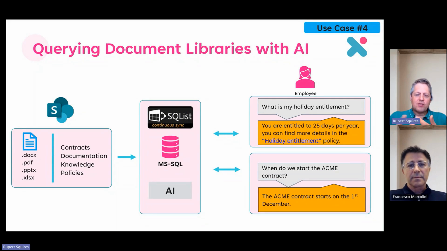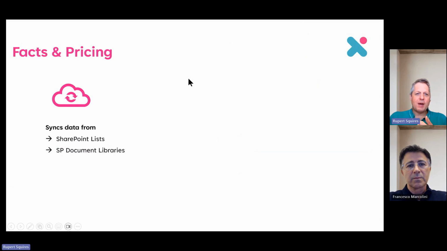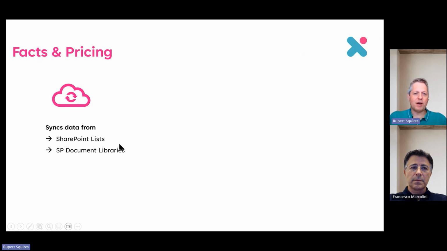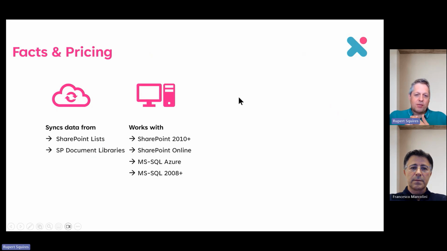Okay, so I've just taken back over the screen. We've been through the 4 use cases. What I want to do now is wrap up with the facts and the pricing questions. As we touched on, we can take data from SharePoint lists, we can take data from document libraries, and not just the metadata, but the documents themselves as blob files, and then you can extract those from SQL and turn those back into the files themselves. As Francesco mentioned earlier, it works with SharePoint 2010 or newer, works with SharePoint Online, works with Microsoft SQL Azure and SQL 2008, and a mix of those.